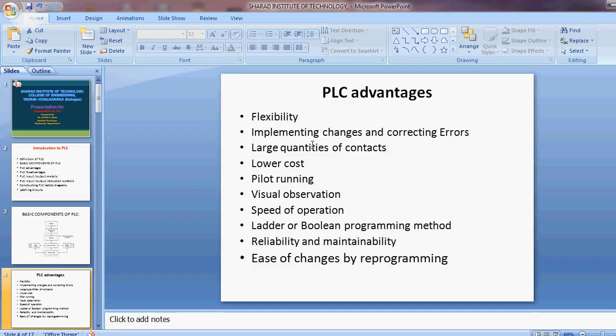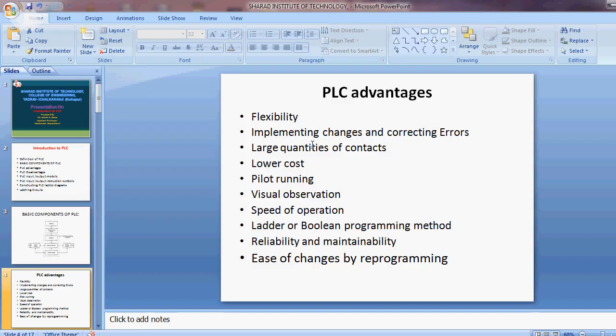The next point is large quantities of contacts. The PLC has a number of contacts for each coil available in its programming, which is sufficient for computer memories and is advantageous for all the systems. Then lower cost. Increased technology makes it possible to condense more functions into smaller and less expensive packages. The next is pilot running. In conventional relay systems, the whole system has to be tested on the factory floor, which can consume more time. But in the case of PLC circuits, it is evaluated in the office or labs.